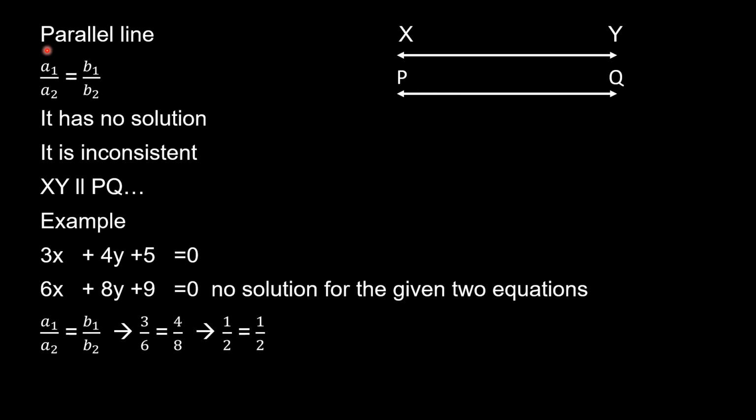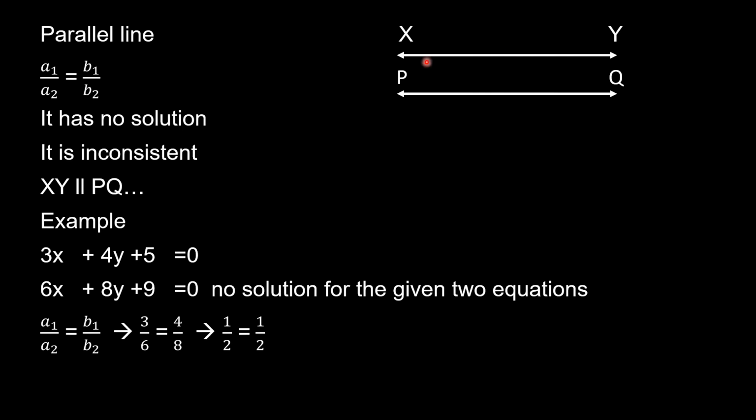See, we know that a1x plus b1y plus c1 equal to 0 is the first equation, a2x plus b2y plus c2 equal to 0 is the second equation. If it is a parallel line, what is the condition? a1 by a2 equal to b1 by b2. It is nothing but the opposite of the intersecting line. Here not equal to will come for intersecting line. For parallel line, it is equal to b1 by b2.